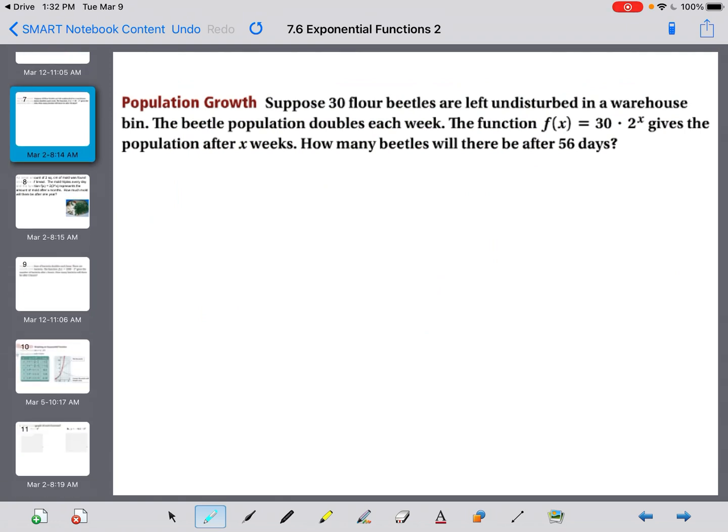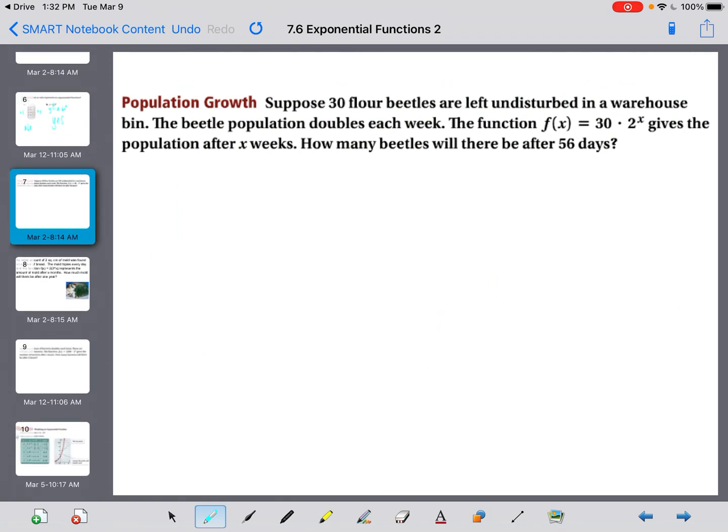Okay, a couple of word problems. Suppose 30 flower beetles are left undisturbed in a warehouse bin. The beetle population doubles each week, giving us the function f of x is equal to 30 times 2 to the x power. That gives us the population after x weeks. How many beetles will there be after 56 days?